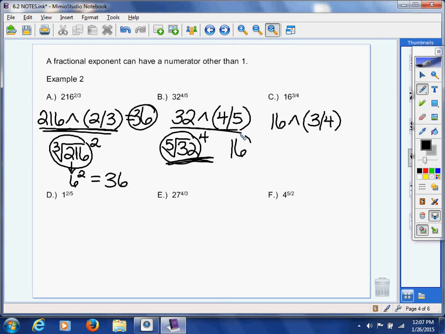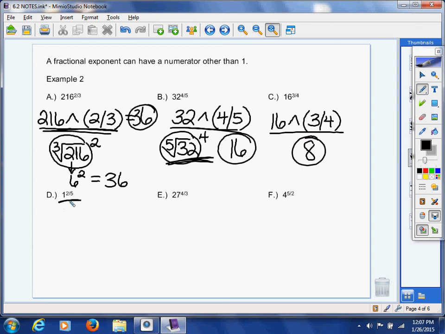Did you get 16? Good job. That's what you should do. Okay, do this next one. Do 16 raised to the 3/4 power. Go ahead and type that in. I'll give you about 5 seconds this time. Did you get 8? Good job. I bet you're doing a great job.